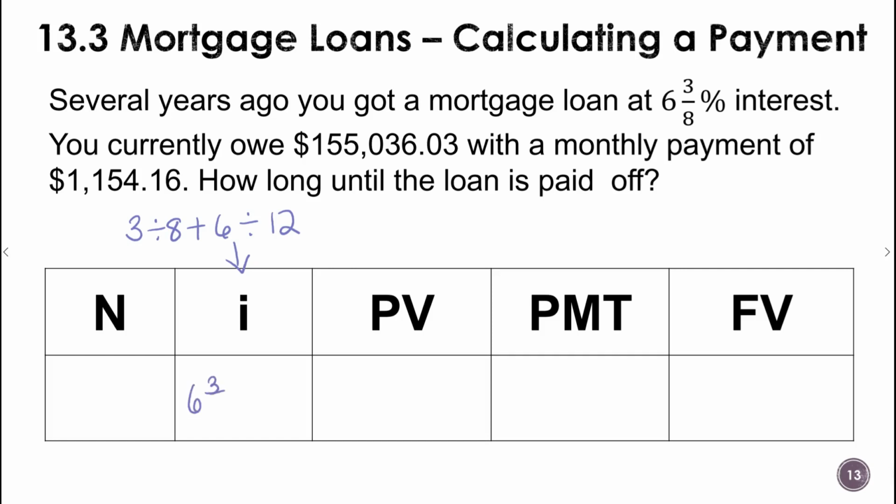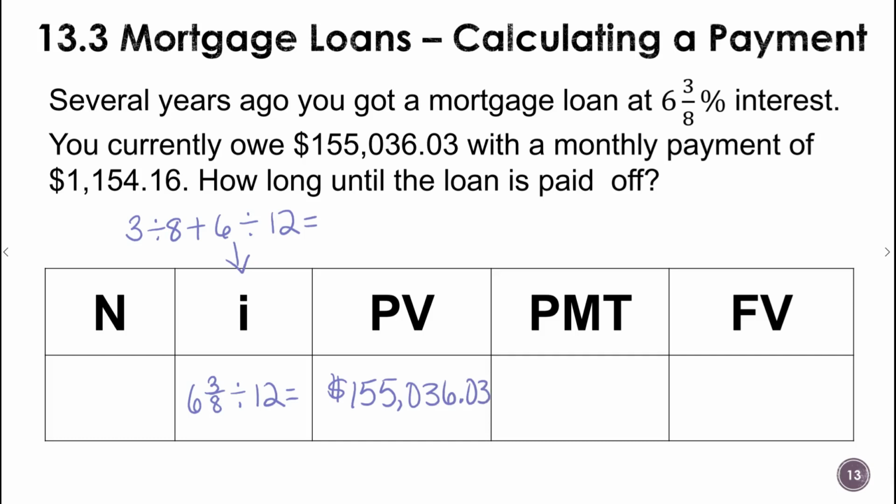I'm going to just say 6 3/8 divided by 12, but you must enter it the way I showed you up here. So basically you take the fraction, convert it to a decimal, add the whole number part, and then divide by 12. Don't forget your equal sign before you enter that. Okay. All right, you currently owe $155,036.03, so that is going to be our present value. Now that's how much the loan is worth now.